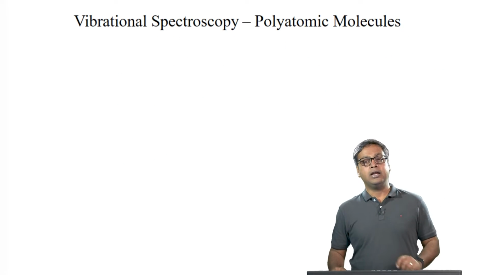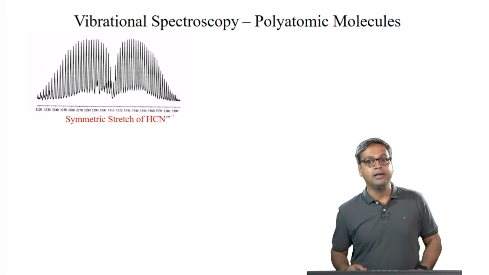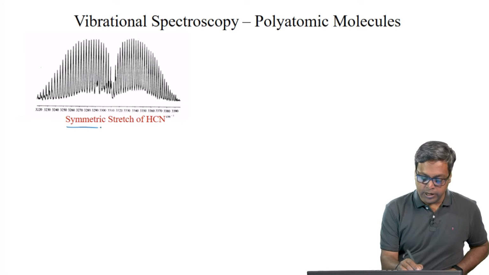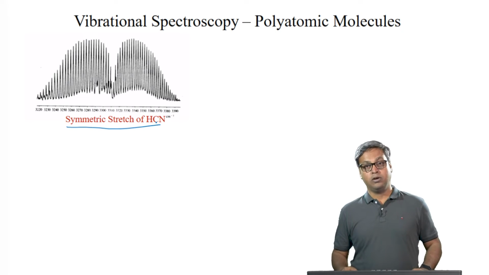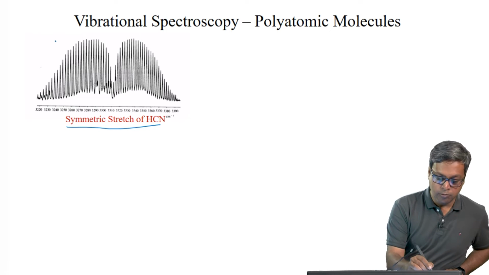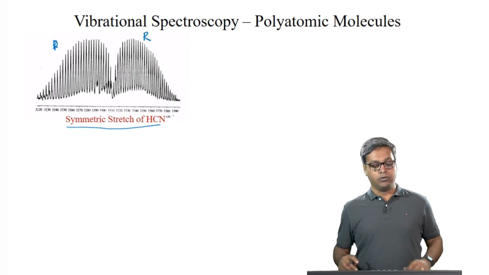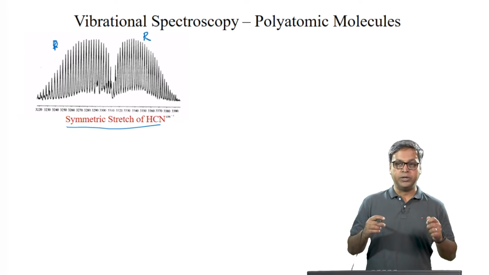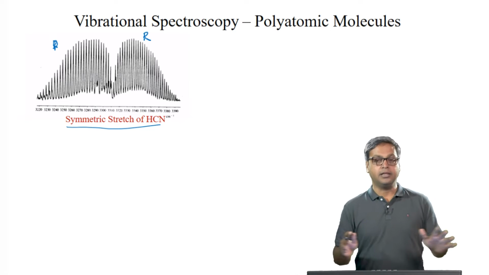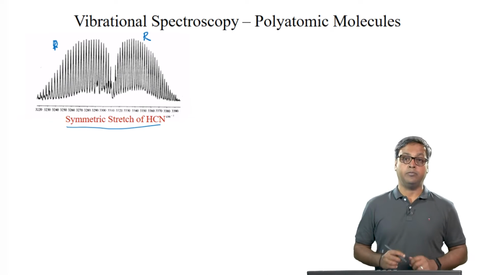So, now let us look into some real spectra. So, here is the symmetric stretch of HCN, which is a linear molecule. For this vibration, we get P and R branches. So, we get a PR band profile because we have both the P and R branches here and nothing in the center. So, this must be therefore a parallel vibration.